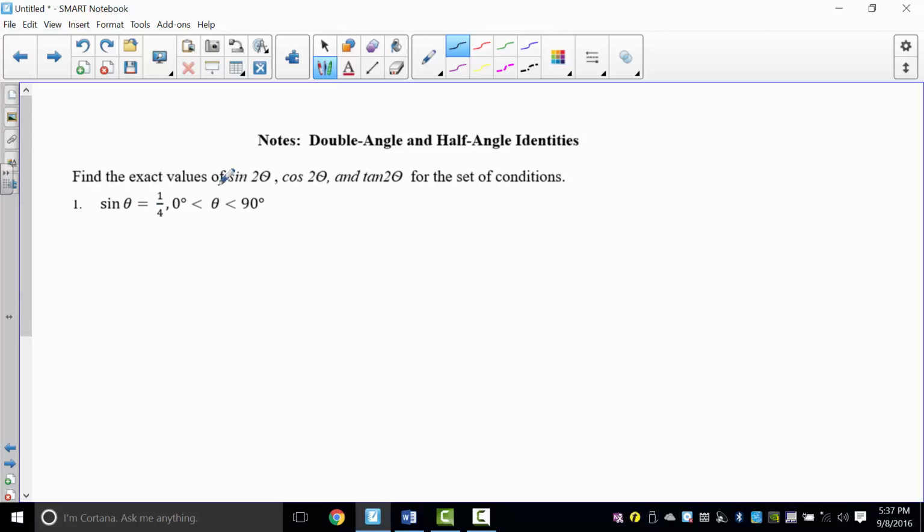Suppose you are asked to find sine 2 theta, cosine 2 theta, and tangent 2 theta. And the only thing that you know is that sine of theta equals 1 over 4, and theta is between 0 and 90. Well, 0 and 90 is the first quadrant. So let's sketch that out and see what it looks like.